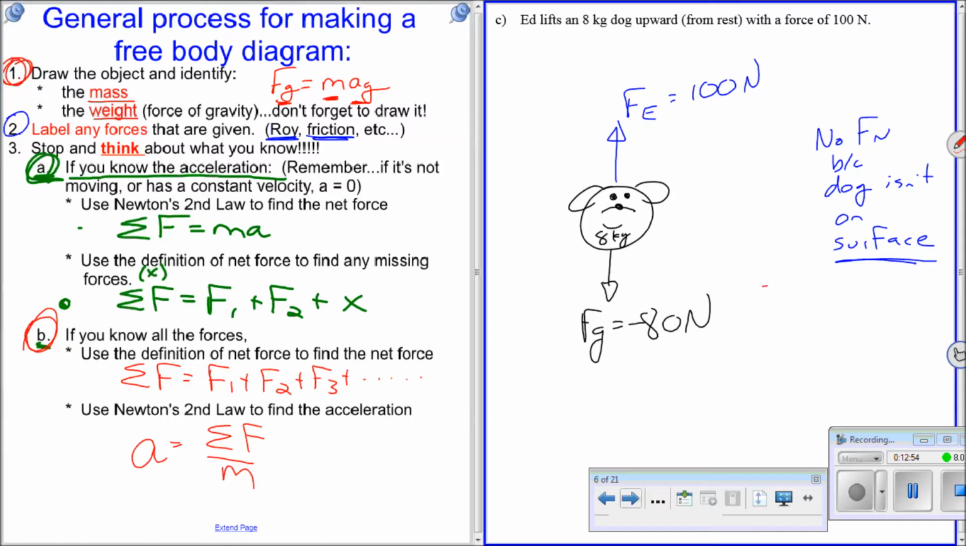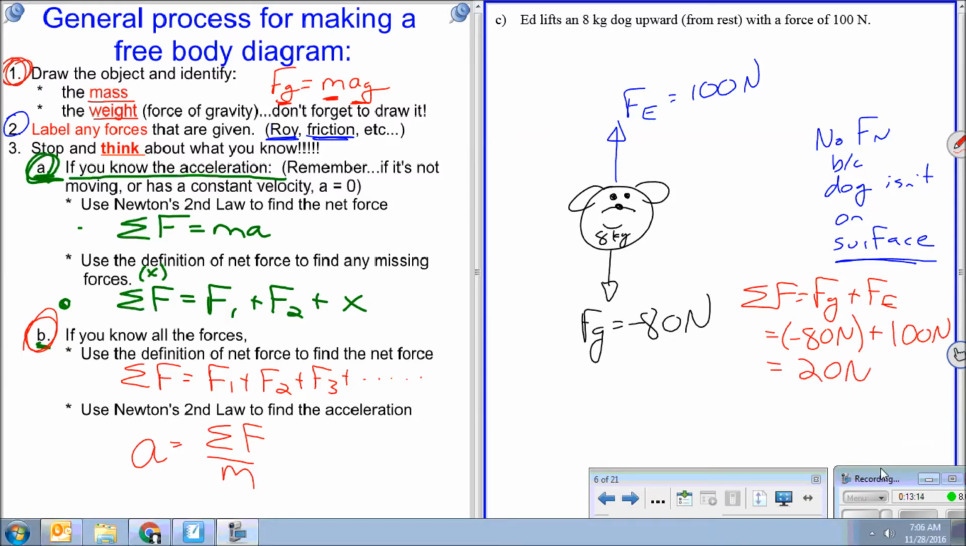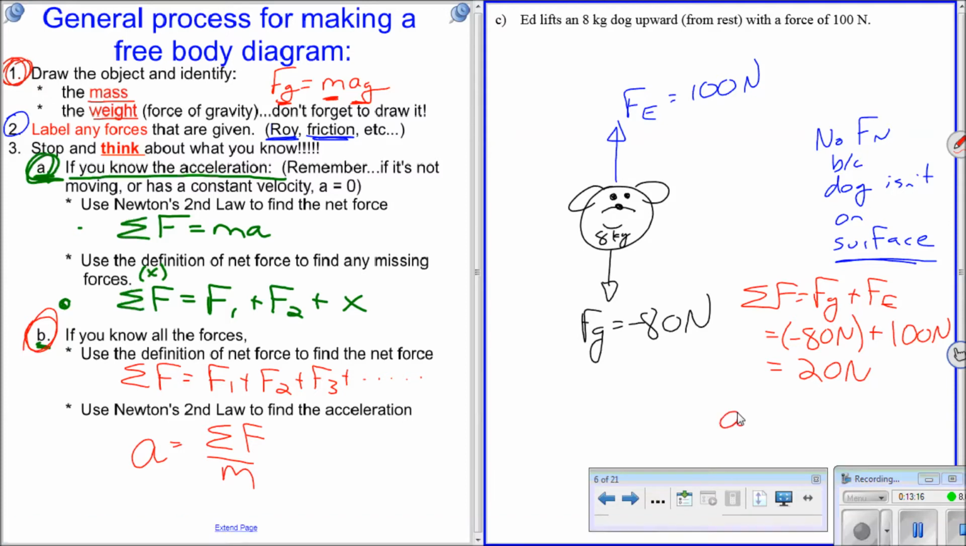So over here, my net force is, well, in this problem there's only two forces, right? There's gravity and there's Ed. The force of gravity is negative 80 newtons. Force of Ed is 100 newtons. Add those up and you get 20 newtons. So there's your net force. And then you can find your acceleration.